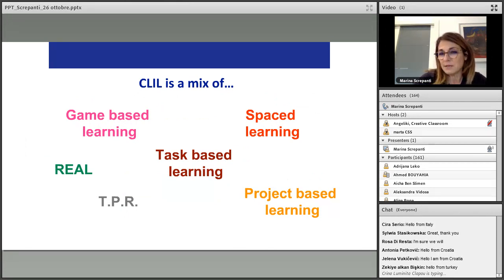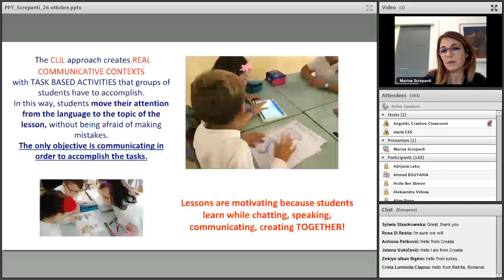CLIL is a mix of teaching strategies. So first of all, it's task-based learning. And then it's also game-based learning. It's total physical response, it's project-based learning. It is also spaced learning. I don't know if you know this methodology, but it creates a sort of small intervals between the learning.